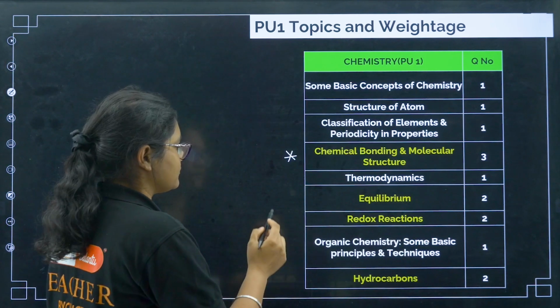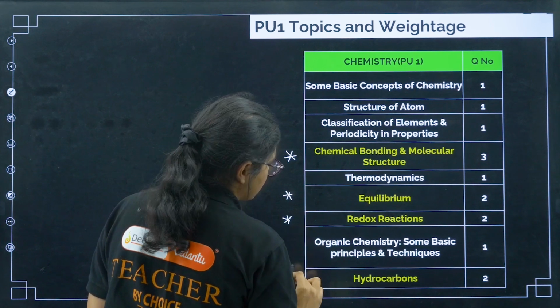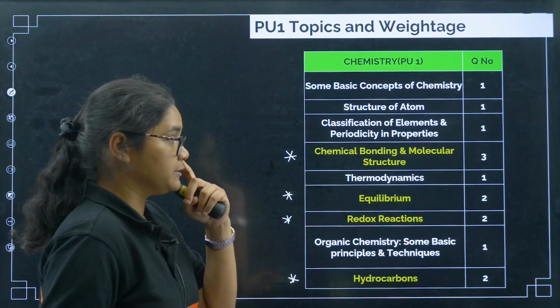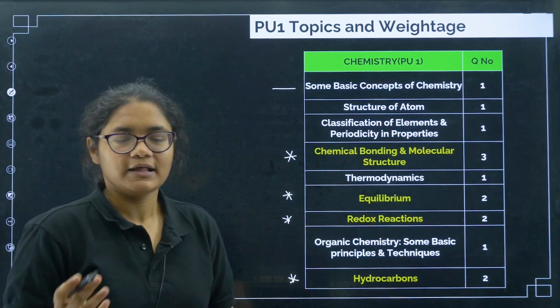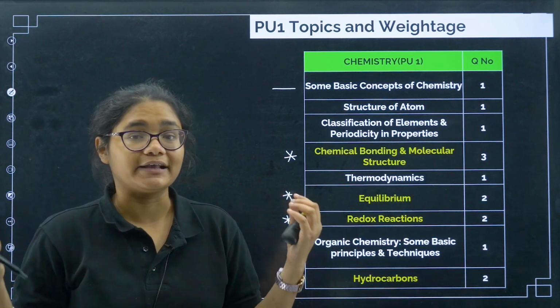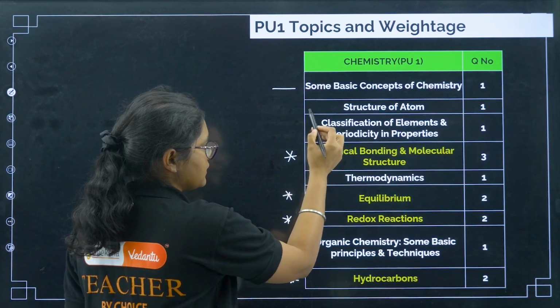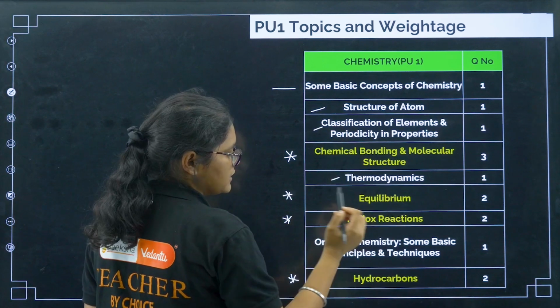At that time, first start with chemical bonding, then equilibrium, redox reactions and hydrocarbons. These are the most important chapters. Now see, mole concept we already know, right? There is nothing extra you need to know for this particular chapter. Structure of atoms, some formulas can be required. Classification, we should know some trends. Thermodynamics, different formulas are required.